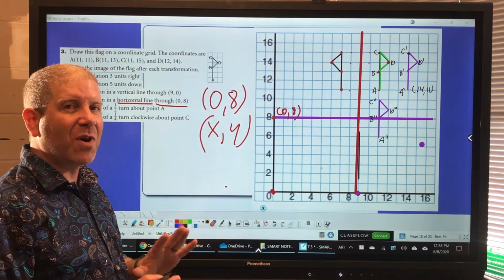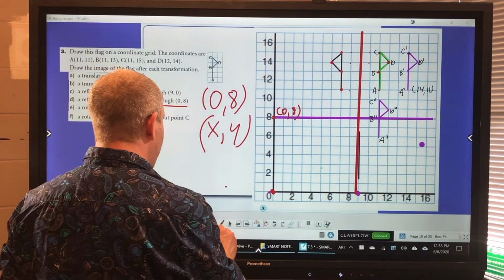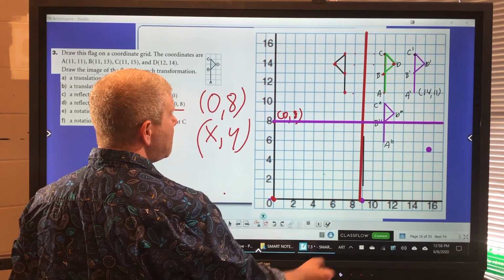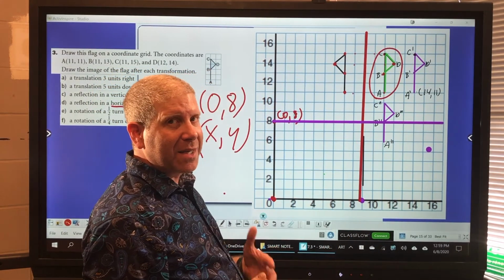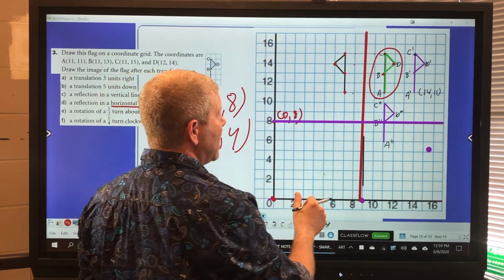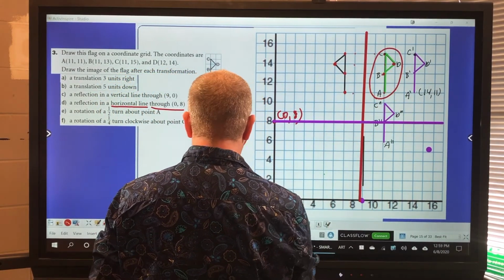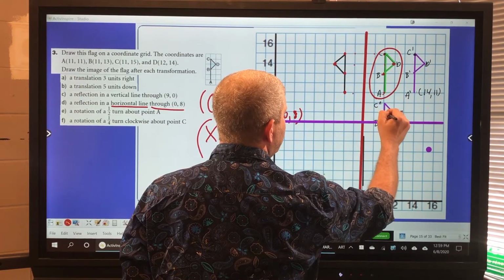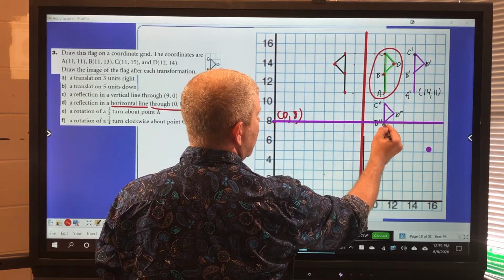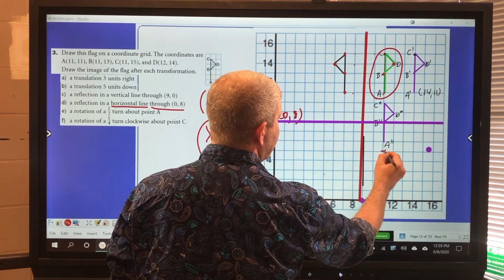This is the first step. You've got to get really clear on how to do that. Now we're going to reflect. So to reflect, I'm going to start back at my main image. I'll circle it because it's getting a little confusing with all the images. And now I'm going to reflect into this line. So now I'm going to go 1 point at a time. A right over here is 1, 2, 3 units away. So I'm going to count 1, 2, 3 units over here.